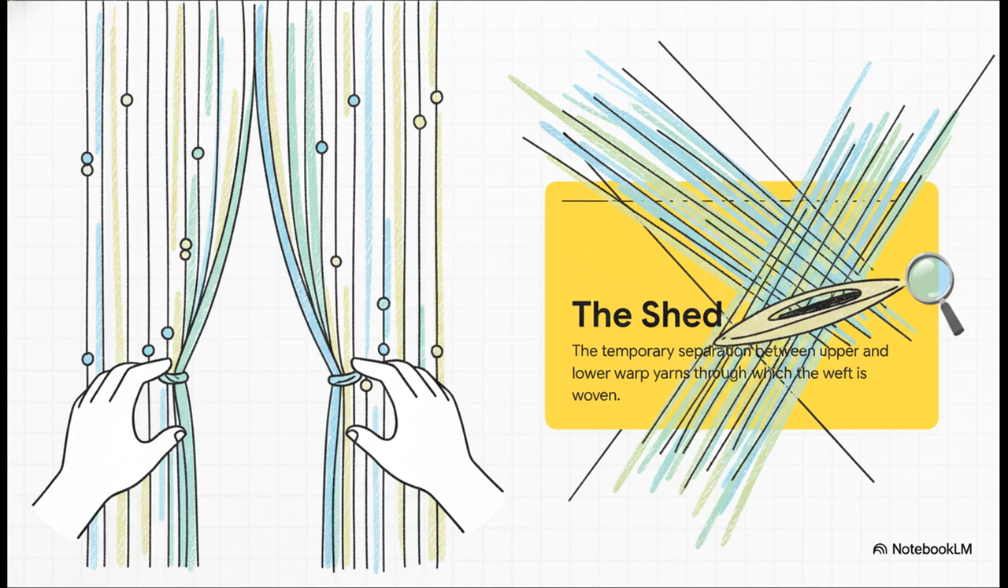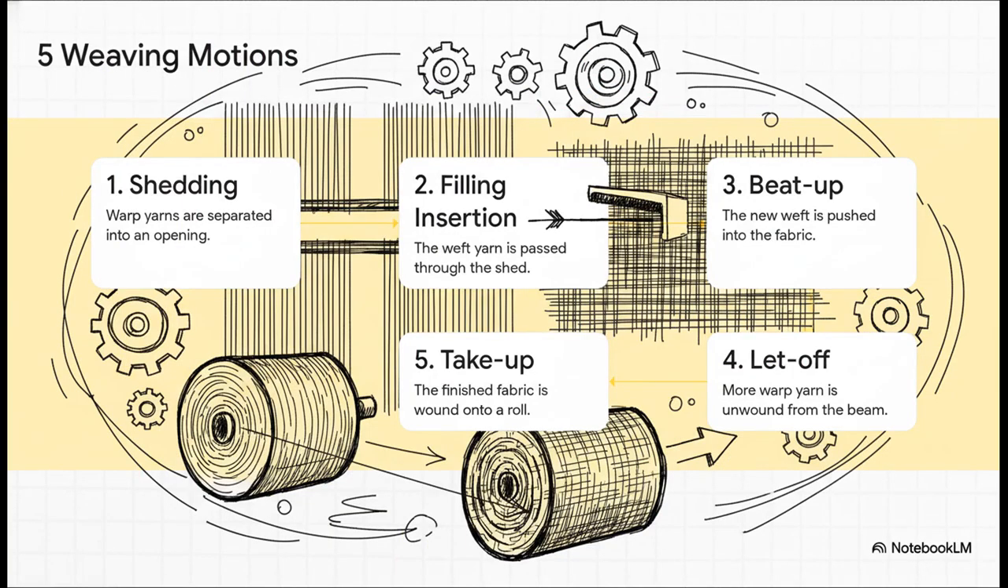It is the critical moment where the loom separates thousands of warp threads just to make way for that one weft thread. And these 5 motions, they all happen in a perfectly timed, lightning-fast sequence. First, shedding creates the opening. Then, the weft is inserted.